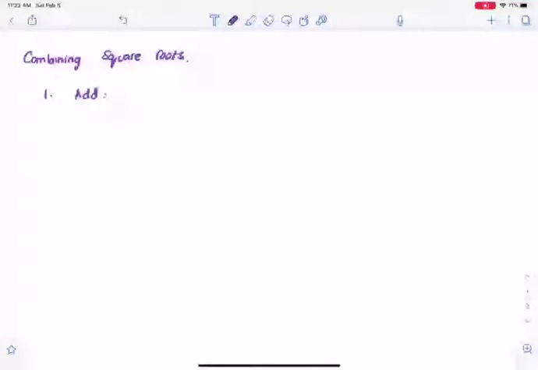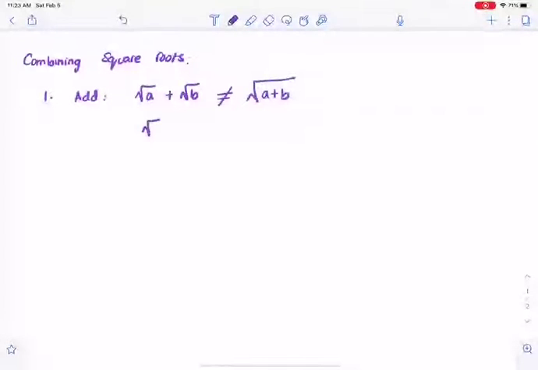Suppose we want to add. To have square root of A plus square root of B, you cannot write it as square root of A plus B. They're not the same. You can verify this in the calculator, or even regular simple numbers. Let's take square root of 4 and square root of 9. Both of them are perfect squares.